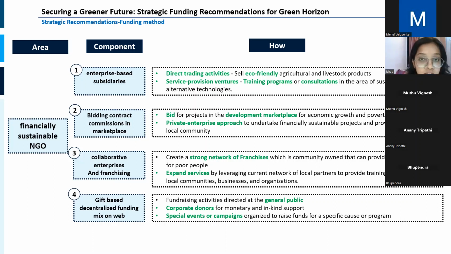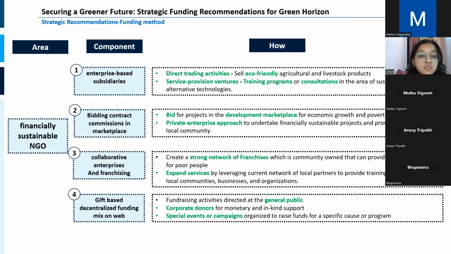The first solution we think they can provide is enterprise-based subsidiaries, where they can directly sell their eco-friendly agricultural and livestock products through direct trading practices. The second is bidding in the marketplace. If they bid for projects in the development marketplace, that will help them in terms of growth and poverty, and it will also help private enterprise. This is a more approachable way to have sustainable financial projects.